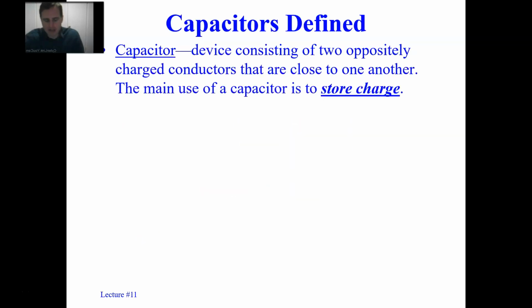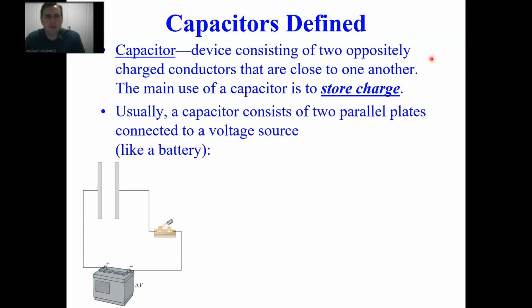So what is an actual capacitor? It's a device consisting of two oppositely charged conductors that are close to one another, and the goal of a capacitor is to store charge. This chapter follows after the electric potential energy chapter, namely the chapters on voltage. And the idea is that a capacitor stores charge, and it's basically the practical device that does so.